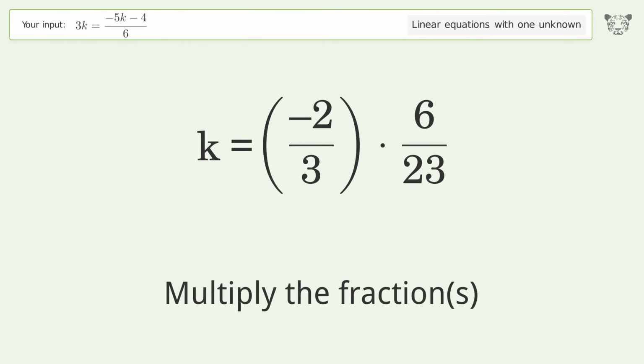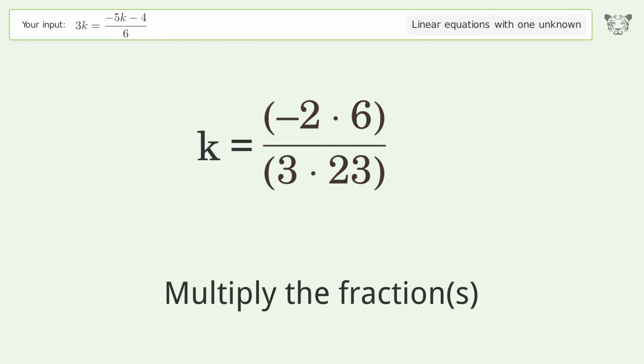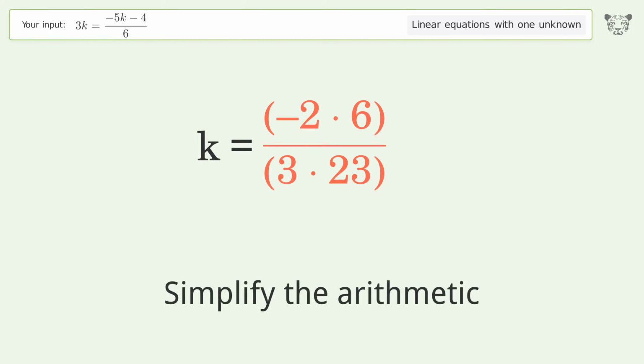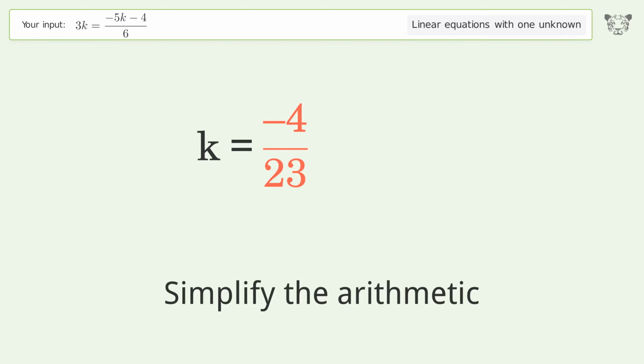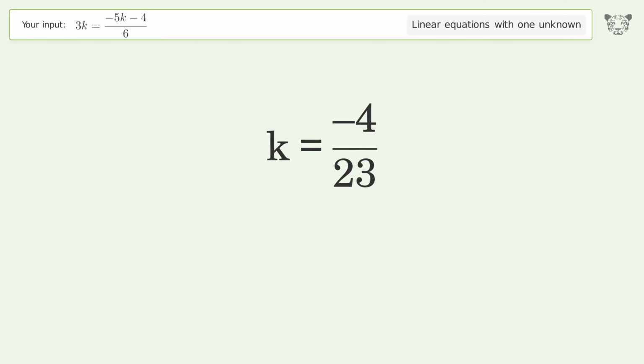Multiply the fractions. Simplify the arithmetic. And so the final result is k equals -4/23.